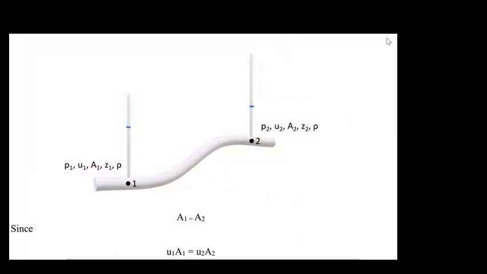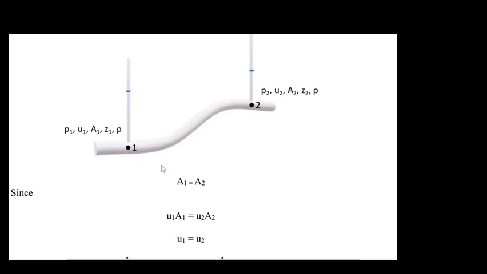So let's now consider this next example. Again, we've got fluid flowing from left to right. This time we haven't got a convergent pipe, we've got a pipe which is changing height. So we've got P1, U1, A1, Z1, rho in position 1, and we've got P2, U2, A2, Z2, rho at position 2. Notice we're assuming that rho is the same between 1 and 2. We haven't got any compressibility, our fluid density is not changing. A1 is clearly the same as A2. So conservation of mass tells us if A1 is the same as A2, that U1 must be the same as U2.